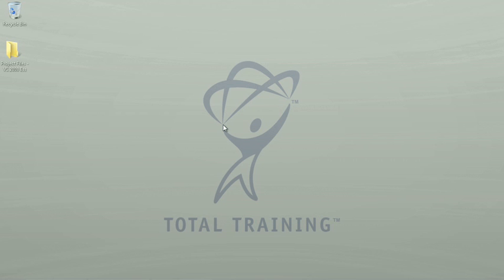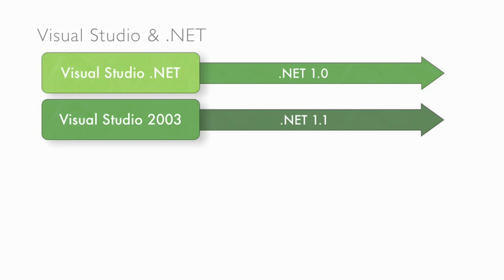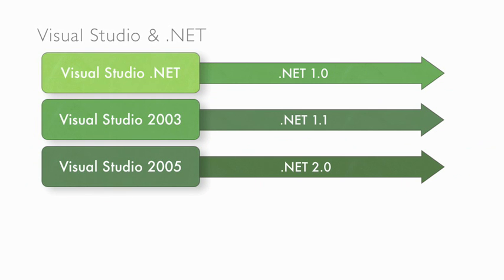One of the most requested features for Visual Studio was the ability to target multiple versions of the .NET Framework. In the past, Visual Studio was designed specifically to work with one particular version of the .NET Framework. So with Visual Studio.NET, the first release, that worked with the .NET Framework 1.0. In order to work with the .NET Framework 1.1, you would use Visual Studio 2003. For people working with the .NET Framework 2.0, you would opt to use Visual Studio 2005.